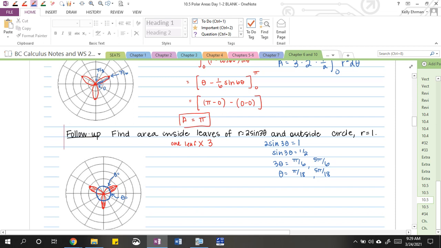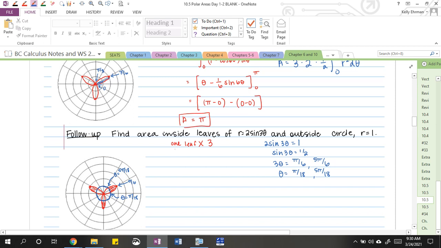Because 5 is not half of 18 yet. This would be 9 pi over 18 up here. So those are the 2 angles. This is pi over 18 and 5 pi over 18. I could figure out this angle. It's halfway between the 2. Or I could figure out when that curve is equal to 2. But I'm also just looking at my graph, and that was pi over 6, right?